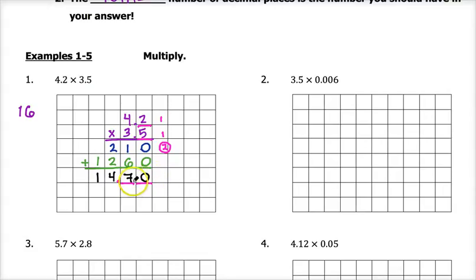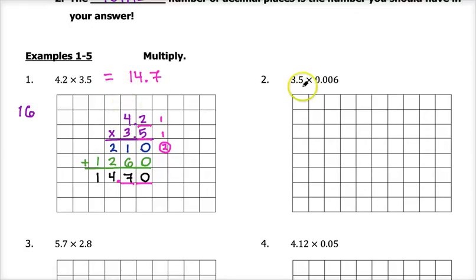Ask yourself, does that make sense? Is 14.70 close to 16? Yes. It's a lot closer than 1.4 or 147.0 would have been, so it makes sense that that's our answer. And because that ends in a 0, you can just write that as 14.7. That would be the same thing.